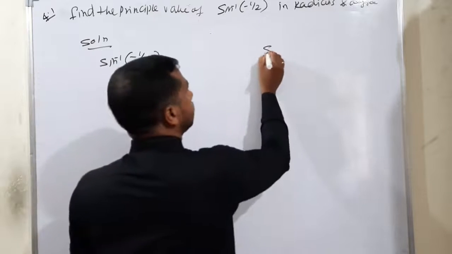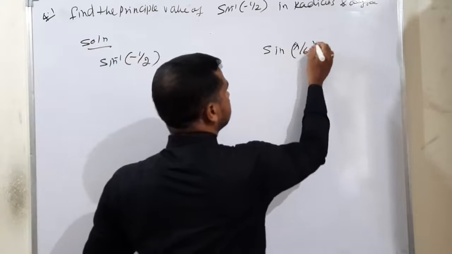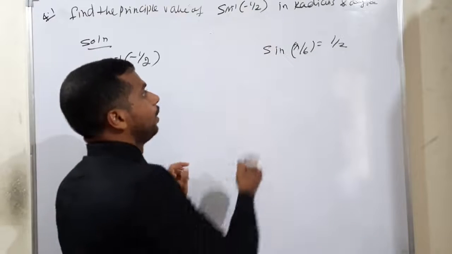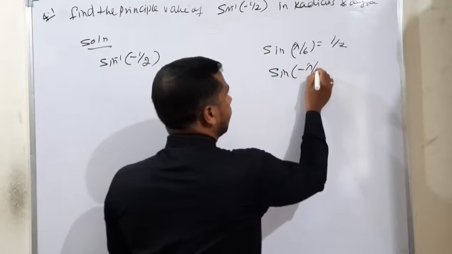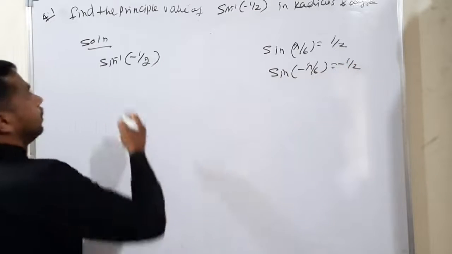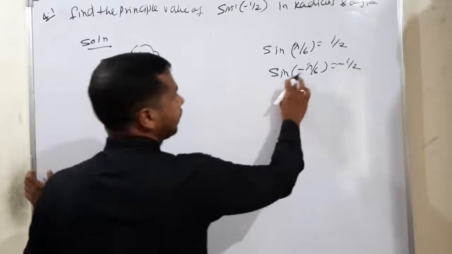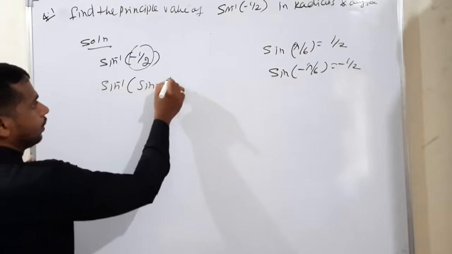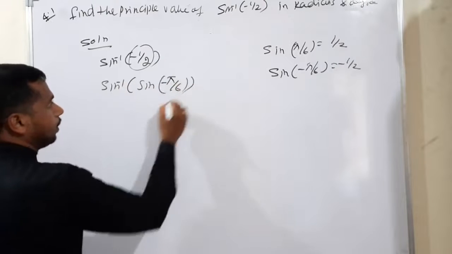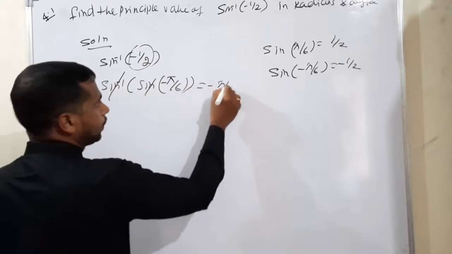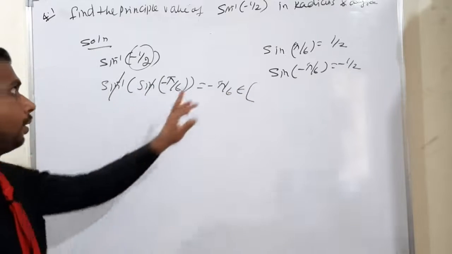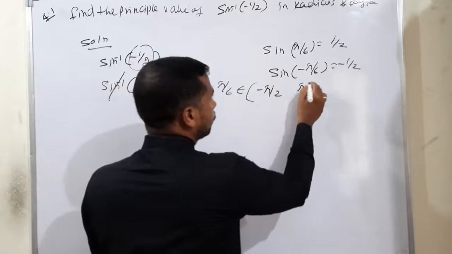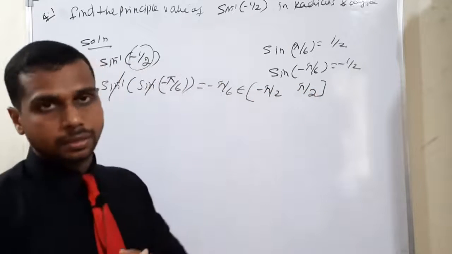Therefore, we can say sine pi by 6 is equal to 1 by 2. But we have the question with minus 1 by 2. Therefore, sine of minus pi by 6 means minus 1 by 2. So instead of minus 1 by 2, we can write sine of minus pi by 6. So sine inverse of sine of minus pi by 6, isn't it? Sine inverse and sine cancel, giving negative pi by 6. It belongs to, what is the range actually? Sine inverse means negative pi by 2 to positive pi by 2. So negative pi by 2 means, in degrees, 180.